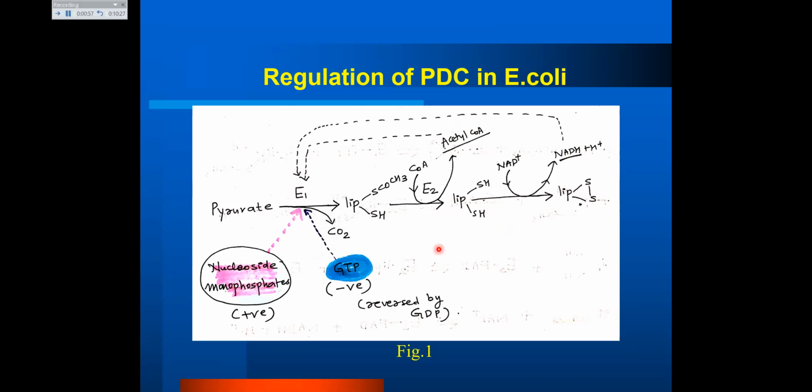Apart from that, there are other molecules like nucleoside monophosphates which positively regulate the activity of this complex, whereas GTP negatively regulates the activity. However, this effect of GTP can be reversed by GDP.